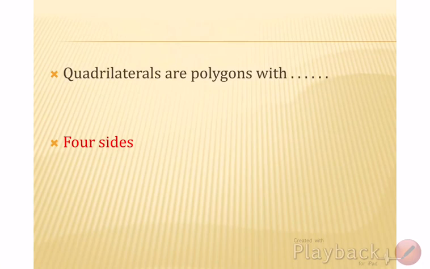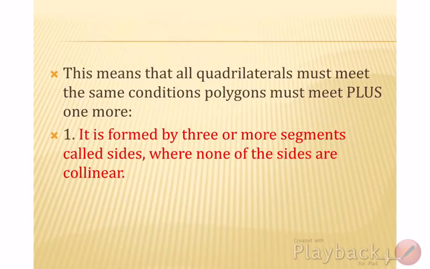So here we are with quadrilaterals. They're polygons with all of the other criteria and another property that they have 4 sides. Quad, the prefix quad means 4. Quadrilateral, lateral means sides. It means that all quadrilaterals must meet the same conditions that polygons must meet, plus one more. It is formed by 3 or more segments called sides, where none of the sides are collinear.